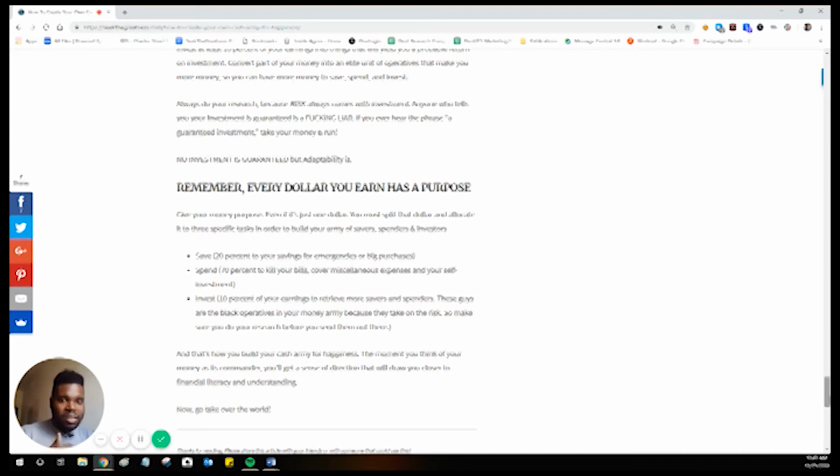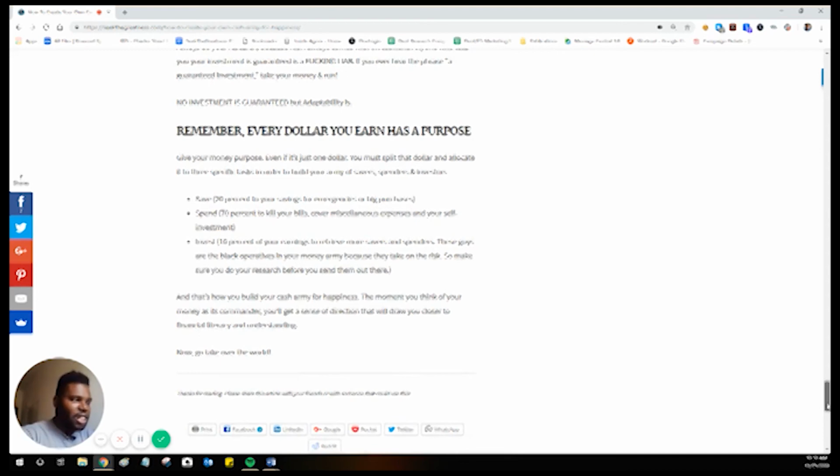So remember, the investing is the riskiest part, but once you do your research and you know what you're investing your money in and how it's going to help you move forward, then you can mitigate that risk every time. So just make sure you do your research and always invest, because you're investing in things that will make you more money. And so that's how you build your cash army for happiness. Remember to just take all the money that you have and categorize it: savers, spenders, and investors.